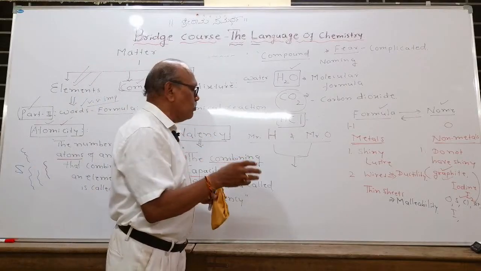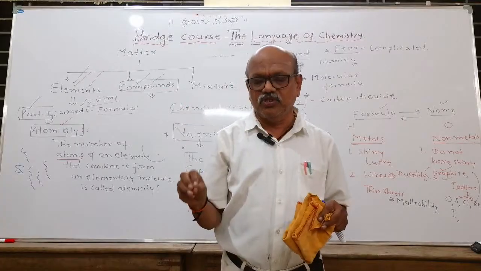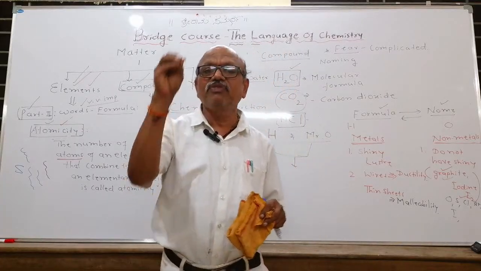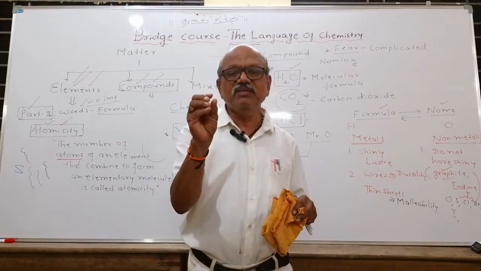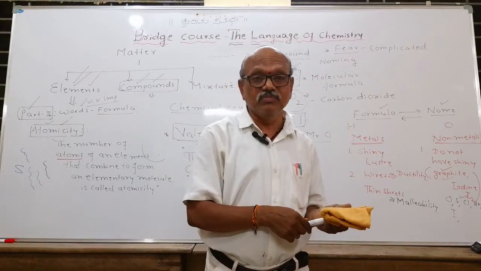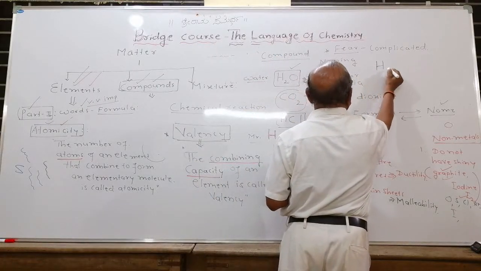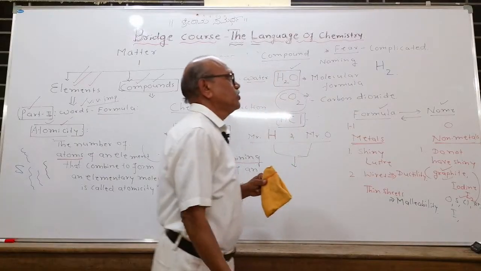What is a molecule? What is an atom? We discussed. What is a molecule? A molecule is the smallest particle of a substance which is capable of independent existence. Means H does not exist. Hydrogen exists as H2. Yesterday we talked about it.